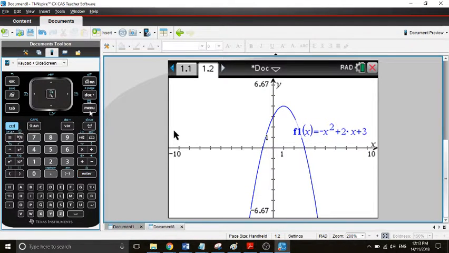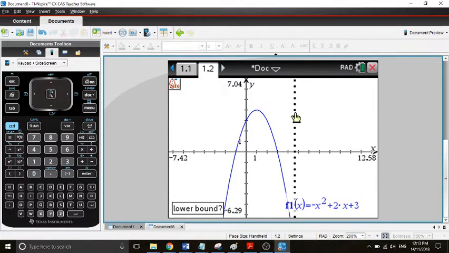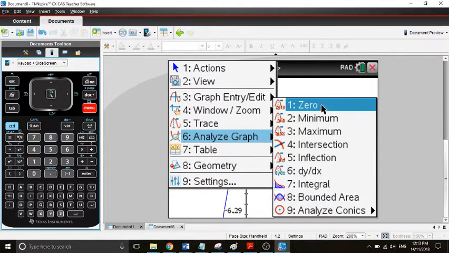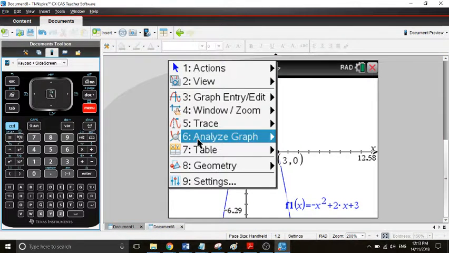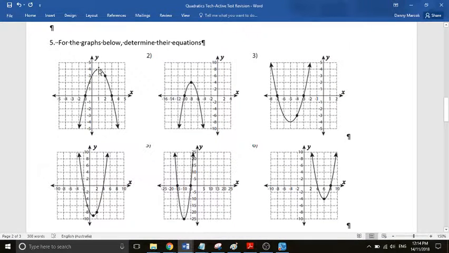We can check for turning points, analyze graph. We'll check for zeros, whoops. There's one there at (-1, 0). Analyze graph, we'll check for another zero. Here's one at (3, 0). We'll check for a maximum, which happens here at (1, oh no, 1 and 4), that's fine, because that is what it looks like we've got here, (1, 4) there. We're pretty accurate there. Okay, so let's have a look at the other one.